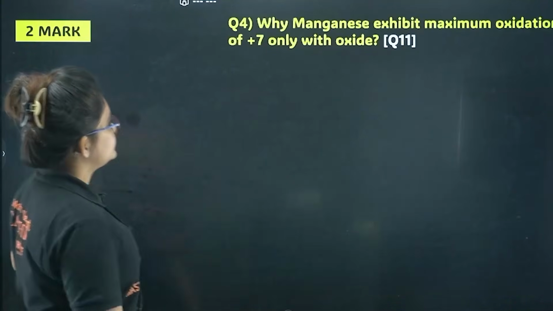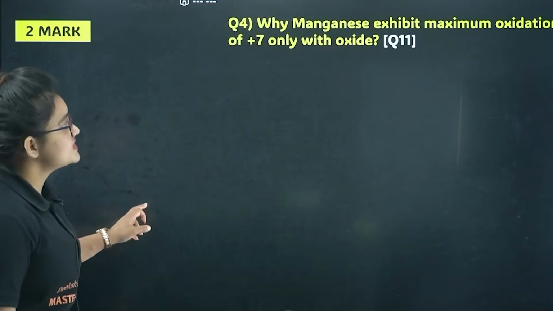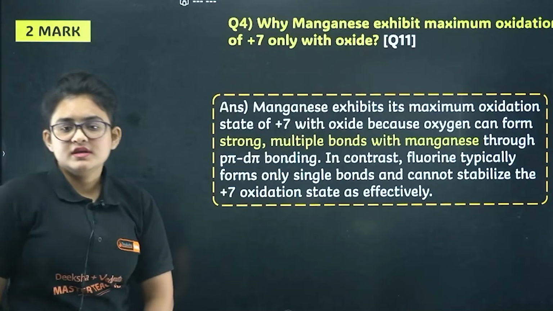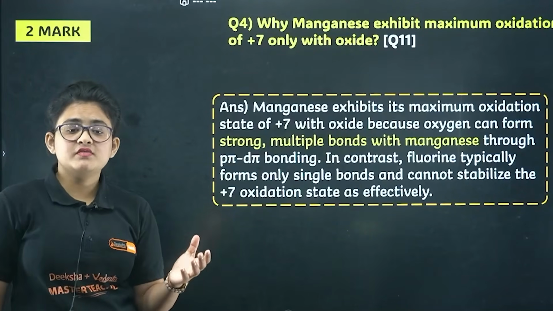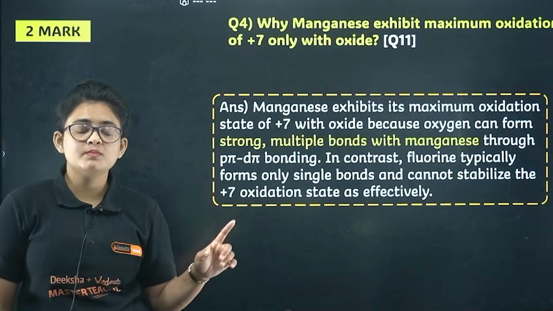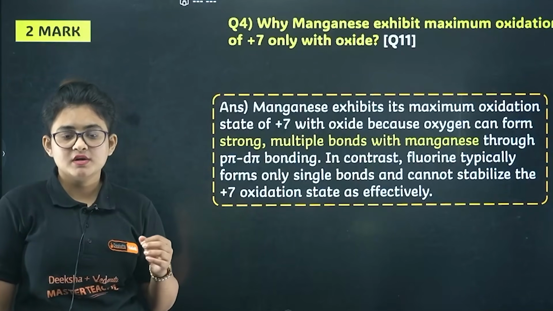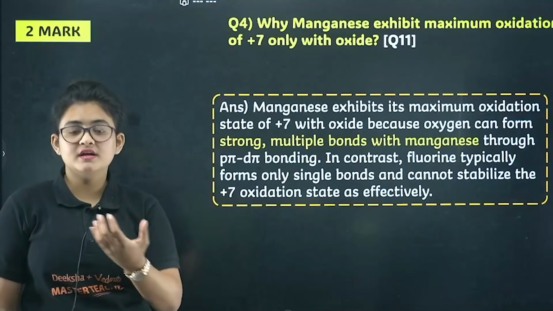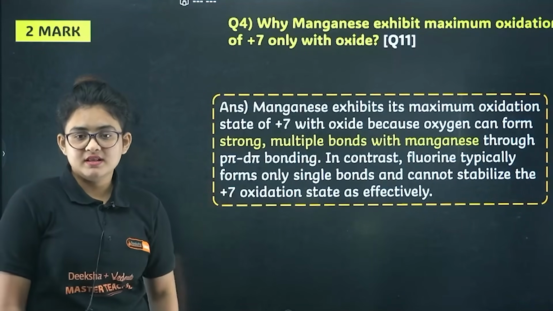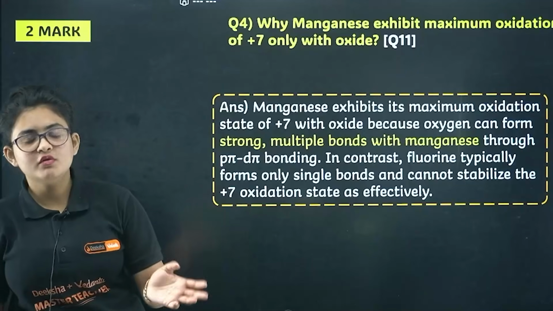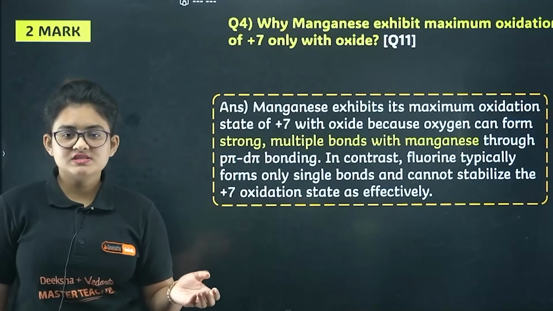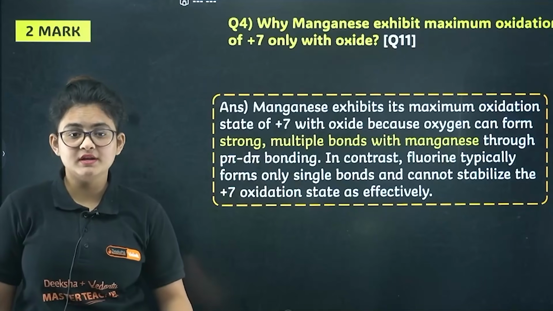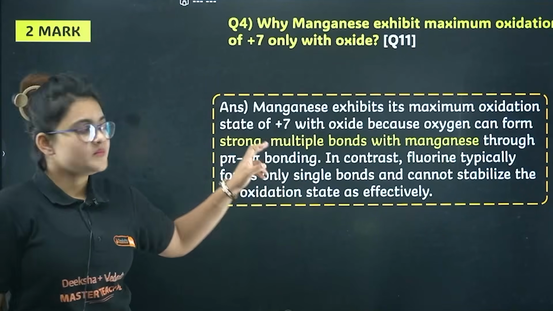Okay, let's proceed. Why does manganese exhibit a maximum oxidation state of +7 only with oxide? It's a very important question. Oxygen can form very strong multiple bonds with manganese, p-pi d-pi type of bonding, that makes the entire compound very stable. But fluorine cannot do this, because it cannot stabilize the +7 oxidation state with a single bond only, right? That's the reason oxygen can do it.